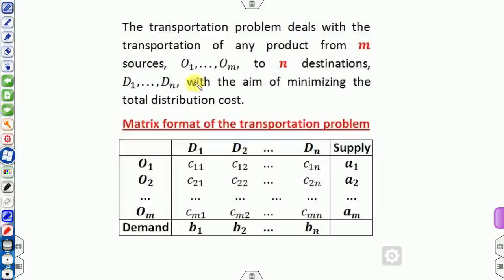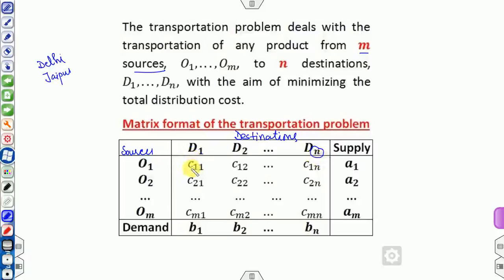Okay, so in general, in the previous case there are only two sources: one is Delhi, second is Jaipur. So in general, if I say there are M sources, O1, O2 and up to OM, their target is to transport their products from the sources to the destinations. Here I consider there are N destinations.